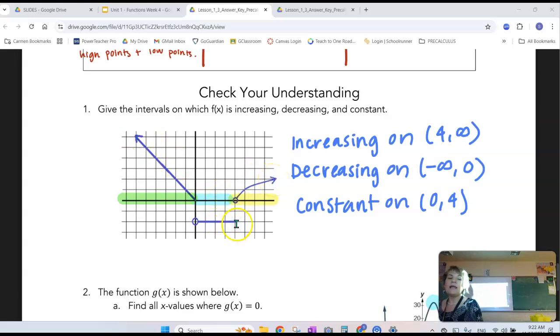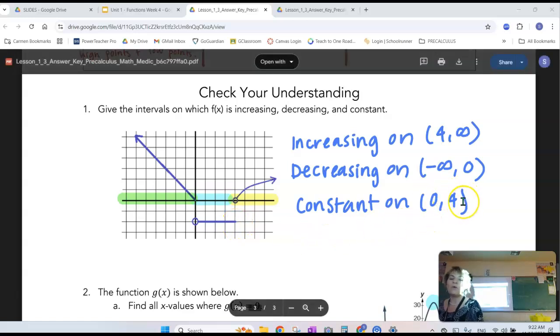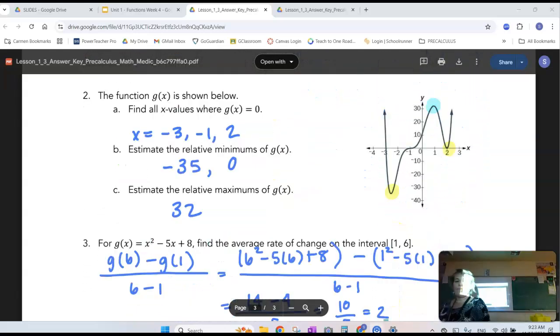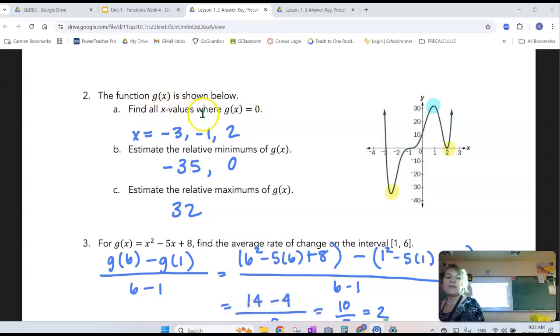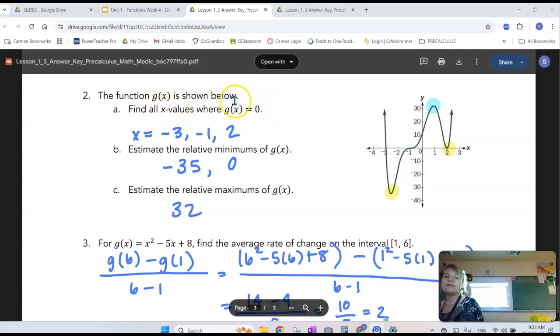And then this one is open as well, but they could have written it open or closed. I would have accepted either one for that. Okay. So function g of x, we're looking for the x values again, where g of x is 0.